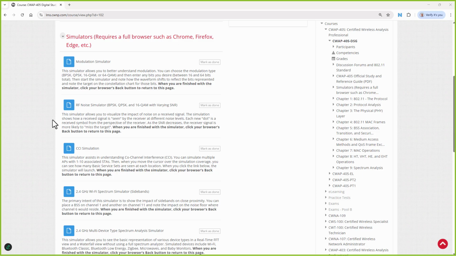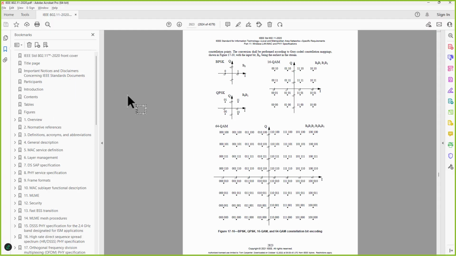Now, first of all, what I'm going to do is show you the 802.11 standard. So here we're looking at the 802.11 2020 version of the PDF document. And you can see on this one particular page that I'm on, page 2823, that there are, it looks like, 4 different diagrams. There's a diagram up here labeled BPSK. There's one labeled QPSK. There's one labeled 16 QAM and one labeled 64 QAM.